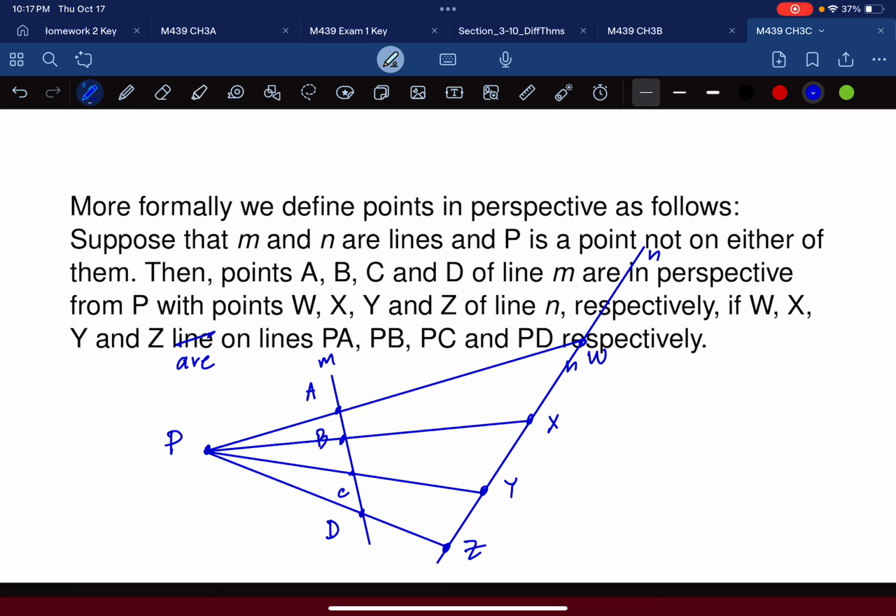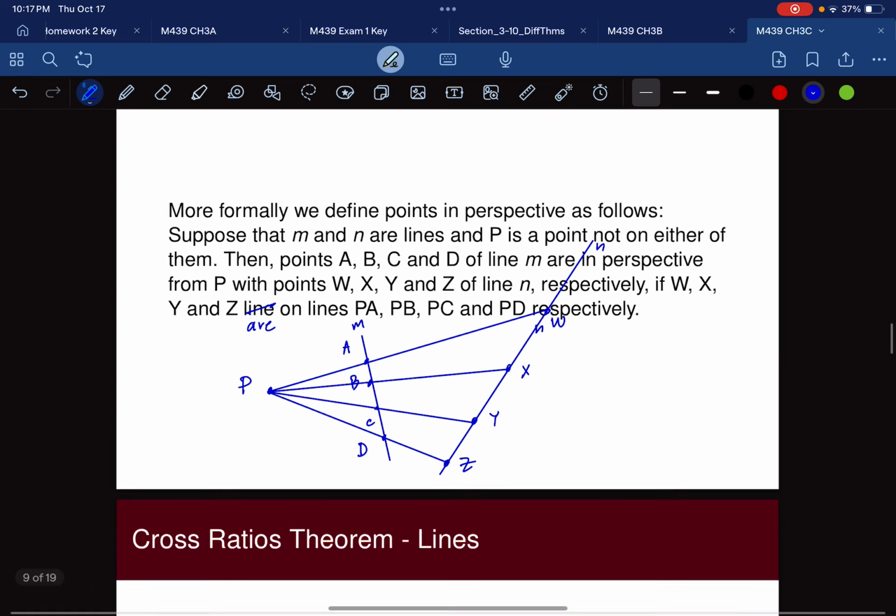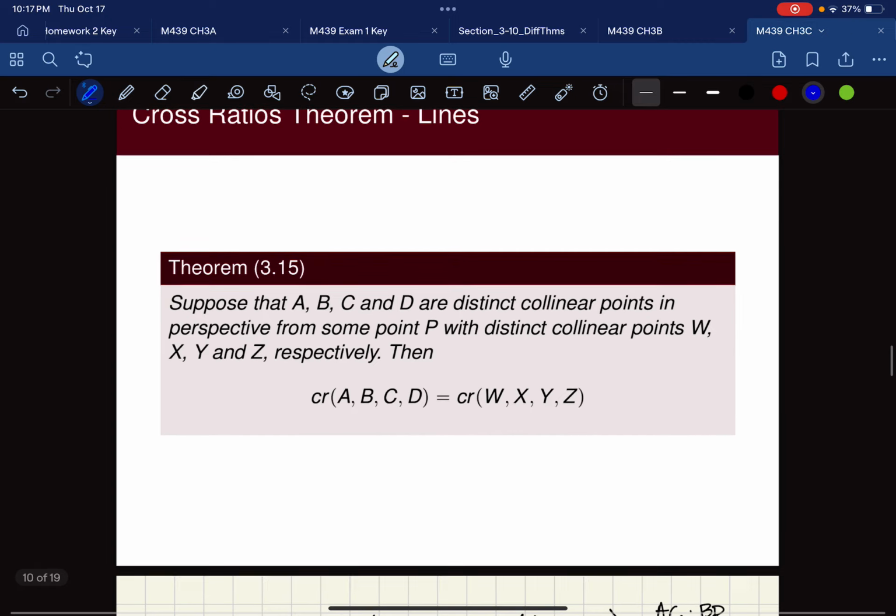We say that A, B, C, and D are in perspective with W, X, Y, and Z if W, X, Y, and Z are on PA, PB, PC, and PD respectively. And again, these points are indistinguishable in terms of their spacing, I guess, if a viewer was viewing A, B, C, and D or W, X, Y, and Z from point P. So that's what it means to be in perspective. Hope that makes sense. And here's the big theorem.